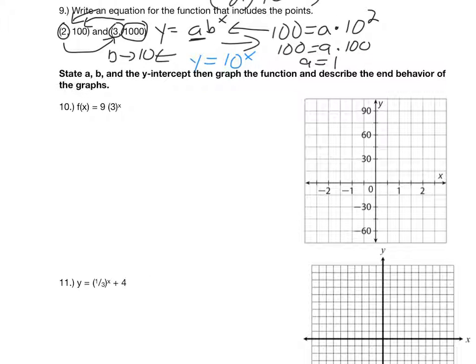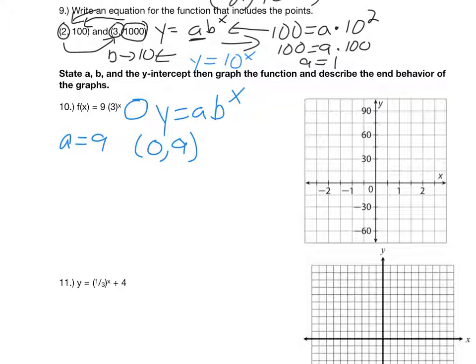State a, b and the y-intercept, then graph the function and describe the end behavior. Also, I'm going to want you to state the asymptote. So remember, it's y equals a times b^x. So the number in the a position is 9, which would mean that 9, because we're not shifting over by anything, is going to be our y-intercept. So our y-intercept, we could already answer that question, is 0, 9, right? B is our multiplier. On your test tomorrow, I'm going to ask you whether that's going to be exponential growth or exponential decay. Because our multiplier is greater than 1, it's going to be a growth.